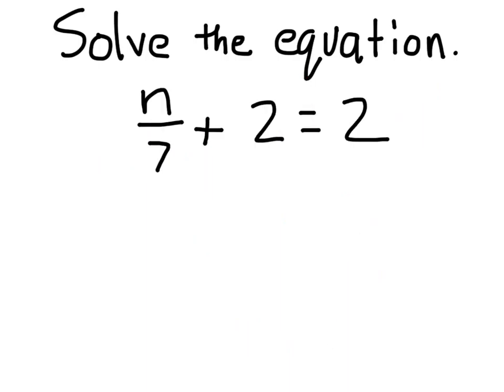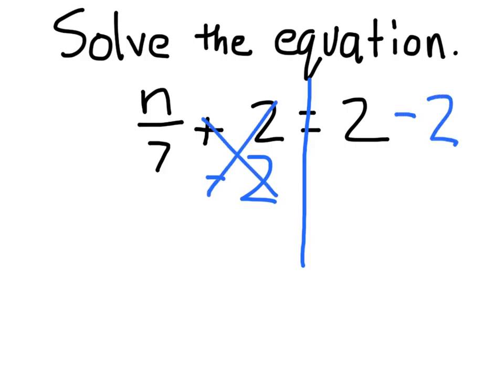On this example, our goal is still to solve the equation, so that means our goal is to get the variable or n alone here. So I'm going to split it into a left and a right side. So to get rid of that plus 2, I'm going to subtract 2. Over here I'm going to subtract 2. 2 minus 2 is 0. I still have my equal sign in the middle, and now I'm left with n divided by 7.